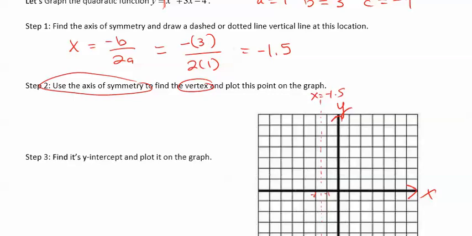So now we're going to find out where exactly the vertex of the parabola is. We know that the x value of the line is negative 1.5, but let's find out where on the parabola, on this axis of symmetry, our vertex is.